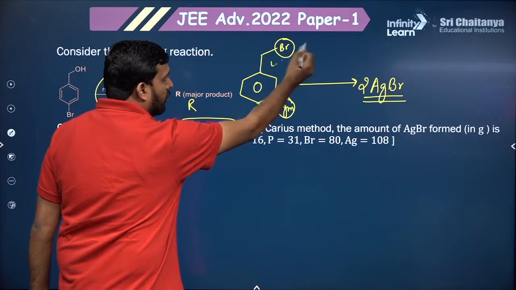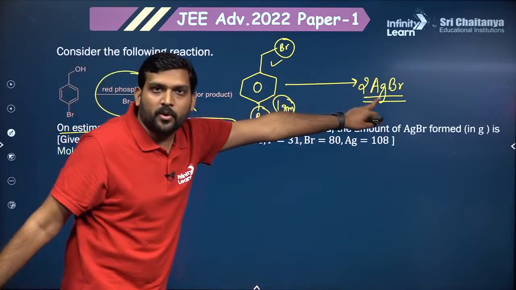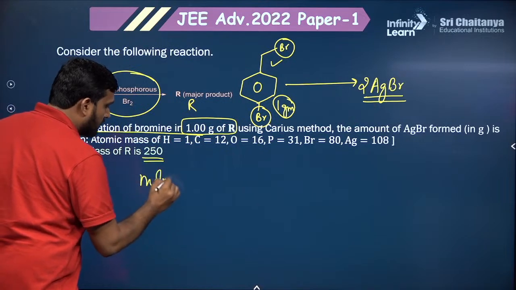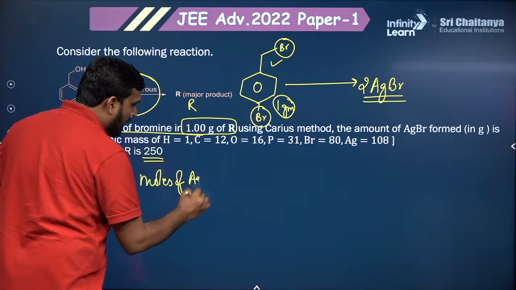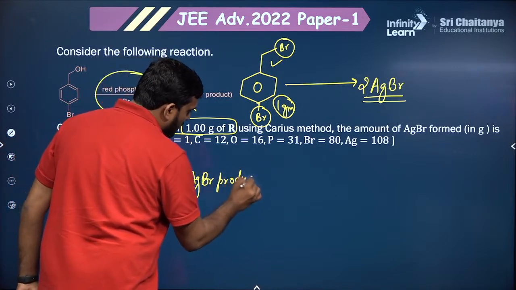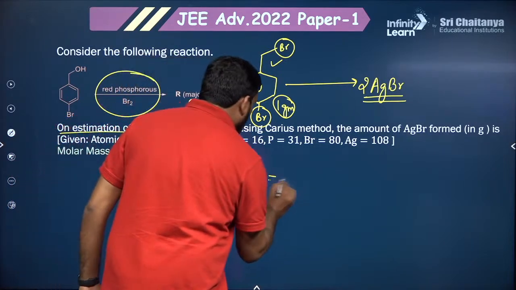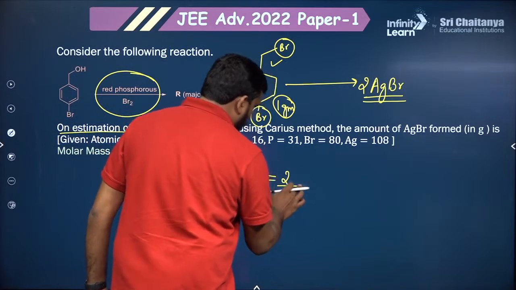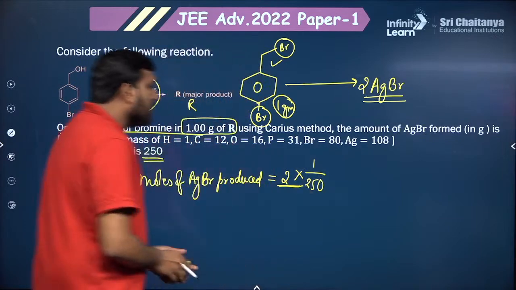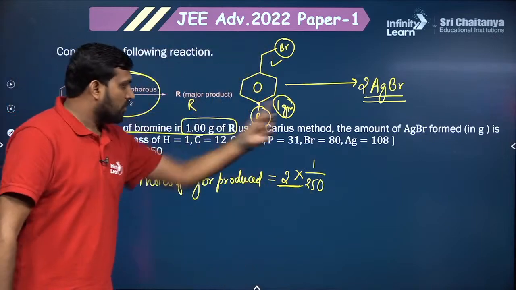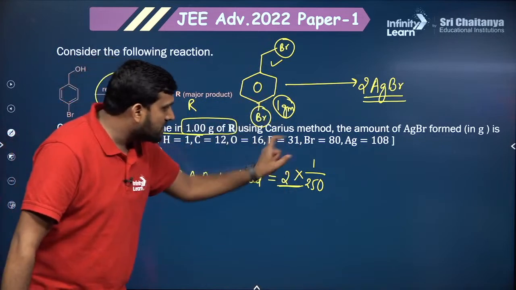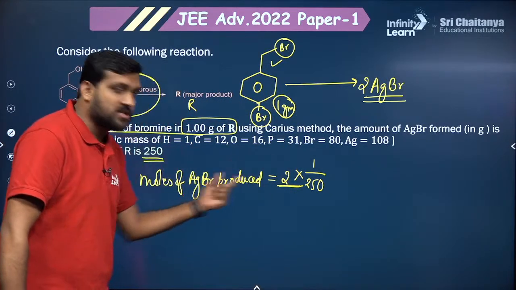So whatever the moles of this, 2 moles of this compound are going to form. Okay, so we now know the moles of AgBr produced. The moles of AgBr produced is equal to 2 into 1 by 250. So twice the moles of this, and the moles of this is given mass upon molar mass. So given mass upon molar mass into 2 is the moles of AgBr produced.